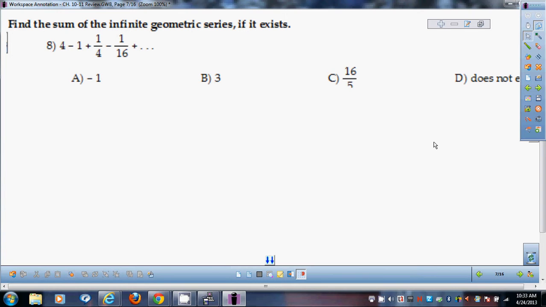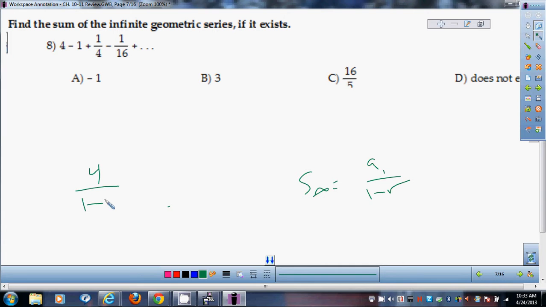Which is? a over 1 minus r. Right. Okay. And then you plugged it in and got 4 over 1 plus 1/4. What's your R value? -1/4 is correct. So you got 4 over 5/4. Flip and multiply, so 16/5. Very good. C.